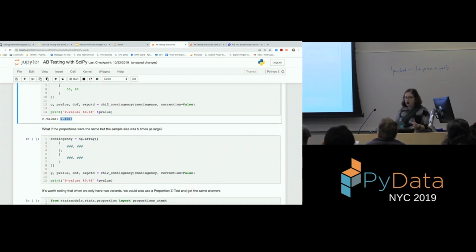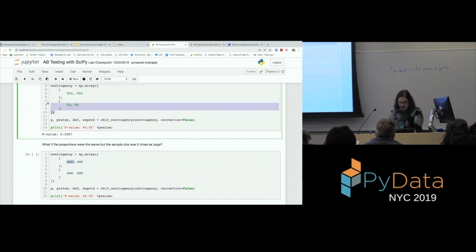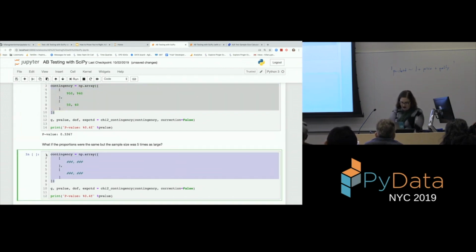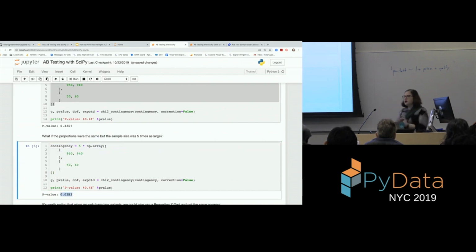But what if we kept the proportions the same, but just our sample size was 5 times larger? So what I'm going to do in this case is just copy this contingency table over, but I'm going to multiply everything by 5. So I'm going to say that I somehow was able to get 5 times as many samples. You can see here, our p-value goes down to 2%. So if I had 5 times more samples and the same result, I would be able to reject the null hypothesis.